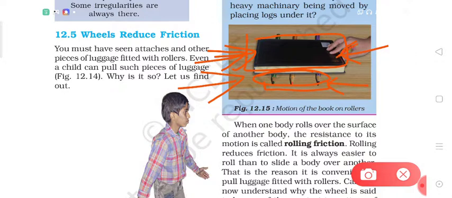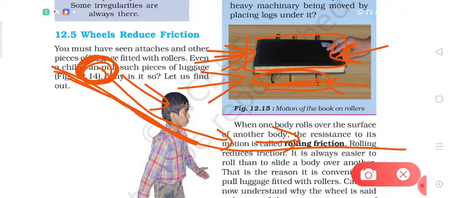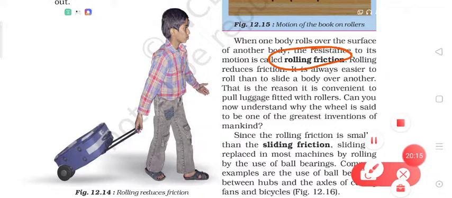What happens in this situation when the pencils are kept? Actually only the pencils are rolling over the surface of the table. So the friction which is working while something is rolling over the table is called rolling friction. For example, you have performed an activity where you made a sloping surface and you let a pencil cell roll down it. So while something is rolling, the friction working between the surfaces is called rolling friction.